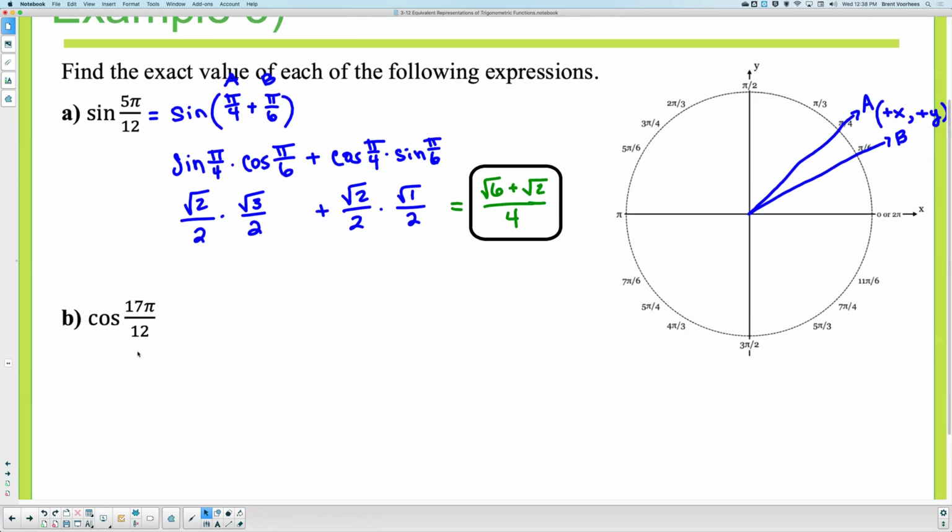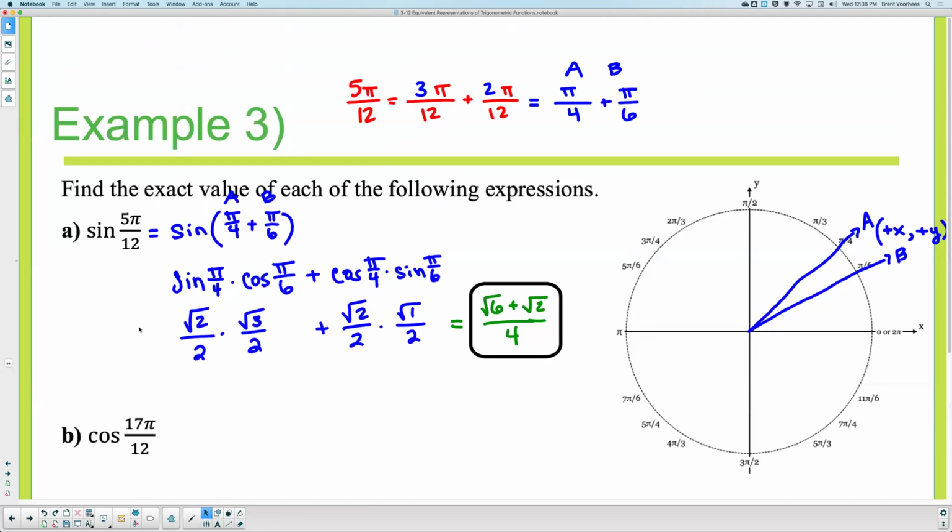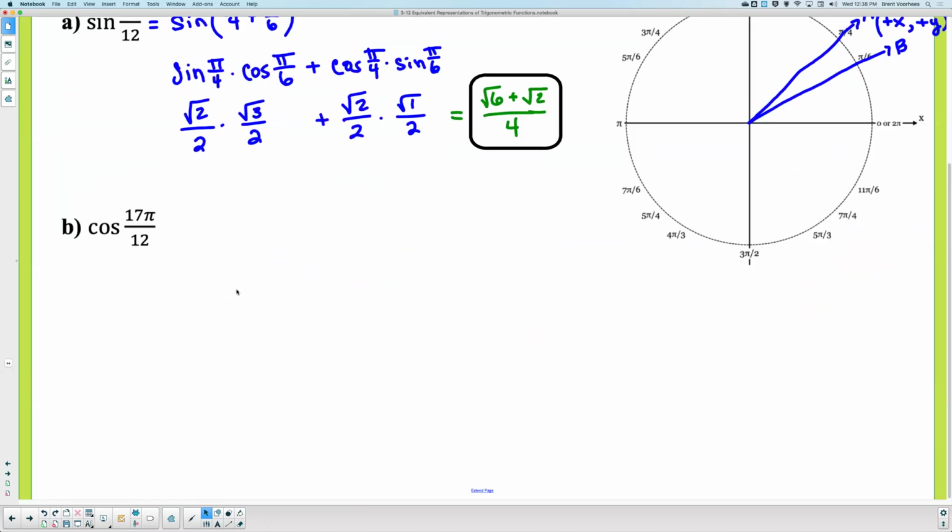Okay, now let's try part B. So I'm going to let you see it again. This time I'm doing cosine of 17 pi over 12. So let's think about 17 pi over 12. Do we have a finger for that? No. So what you would do is you will use that formula. You need to come up with two numbers that add to be 17 and both go into the number 12.